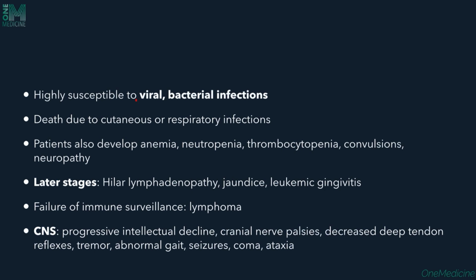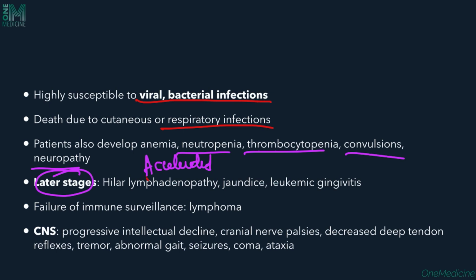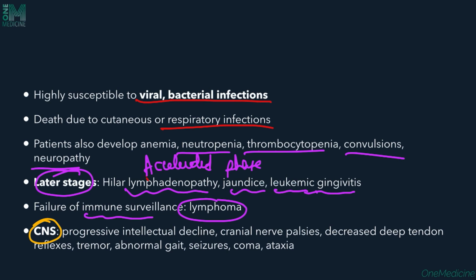Highly susceptible to viral and bacterial infections. Death is because of respiratory infections, neutropenia, thrombocytopenia, convulsions, neuropathy. Later stages, in the accelerated phase of Chediak Higashi, they will have lymphadenopathy, jaundice, leukemic gingivitis. Failure of immune surveillance will cause lymphoma-like features. The CNS manifestations are progressive; you cannot halt it. Progressive intellectual decline, cranial palsy, ataxia, coma, gait problems, seizures, decreased deep tendon reflexes, and tremors also.